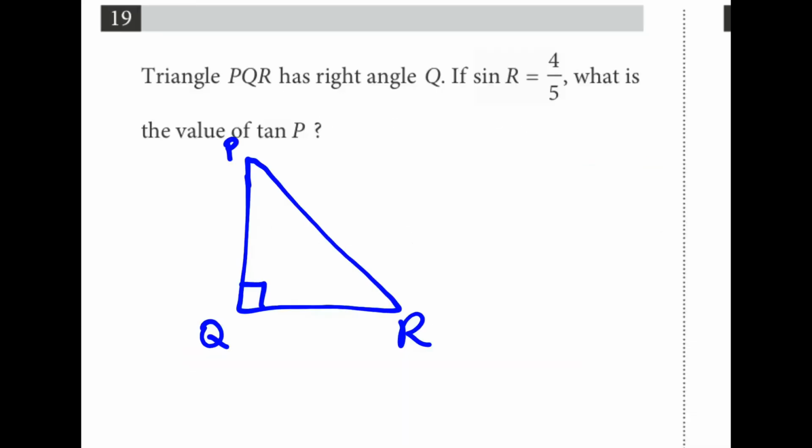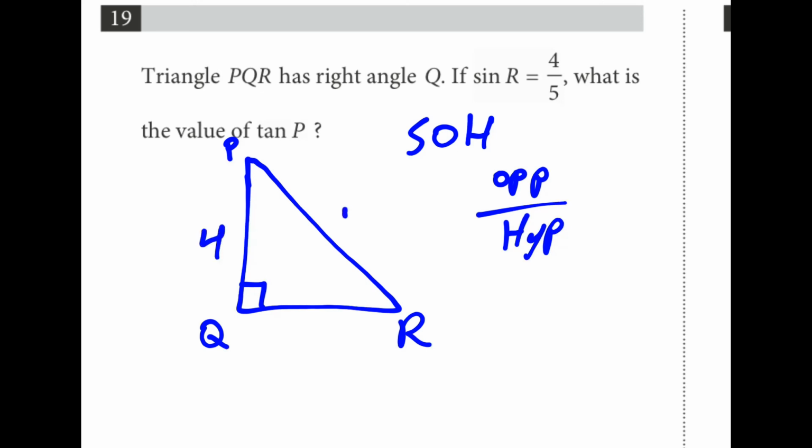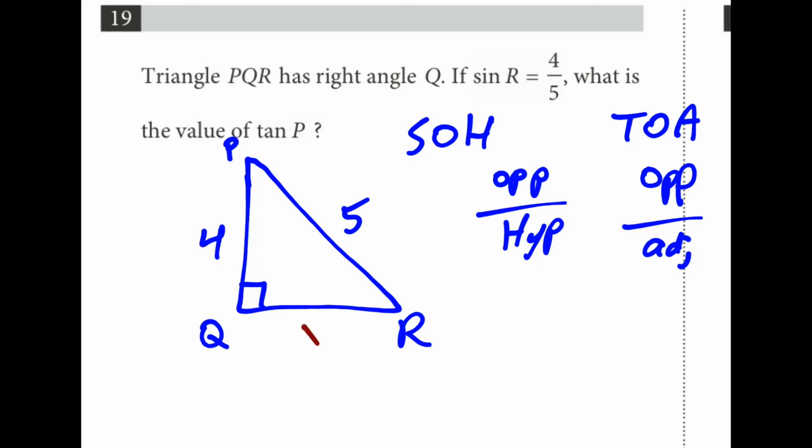So here's triangle PQR with right angle Q. They're talking about the sine of r is equal to 4/5. So if we think of SOHCAHTOA, sine is equal to opposite over hypotenuse. So the opposite side is 4 and the hypotenuse is 5. Then when it comes to TOA, the tangent is equal to opposite over adjacent. So we're looking at whatever this is over this.